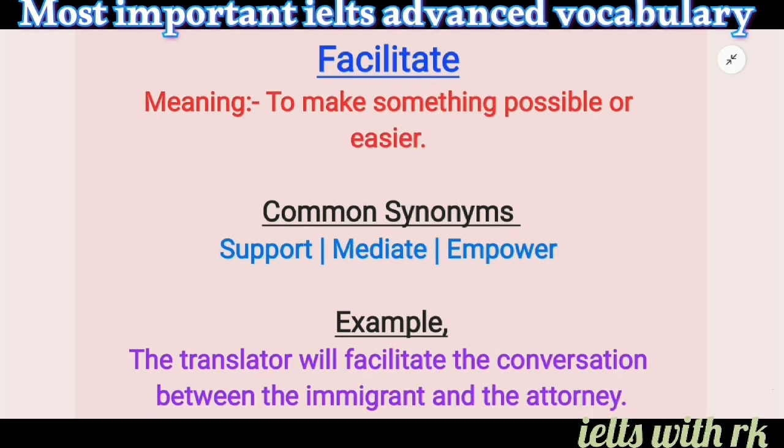Facilitate. To make something possible or easier. Support. Mediate. Empower. The translator will facilitate the conversation between the immigrant and the attorney.